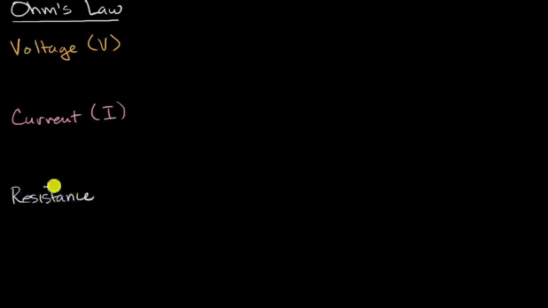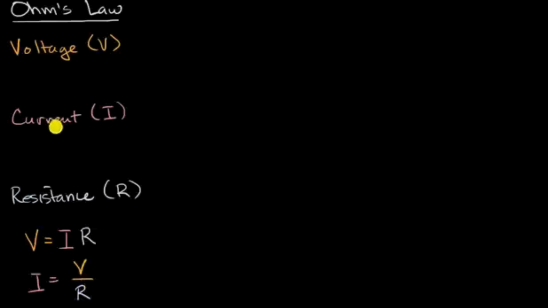Resistance is denoted with the capital letter R. And just to cut to the chase, the relationship between these is a pretty simple mathematical one. It is that voltage is equal to current times resistance, or another way to view it, if you divide both sides by resistance, you get that current is equal to voltage divided by resistance.